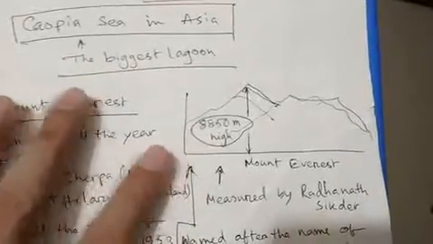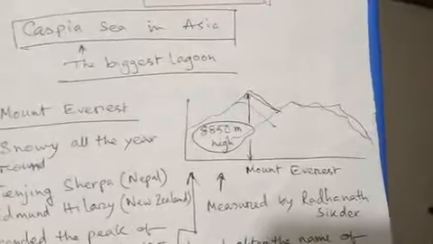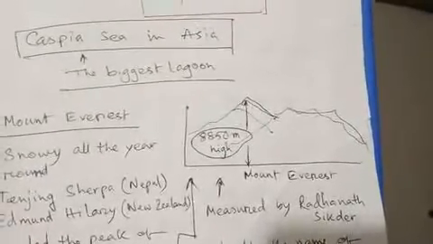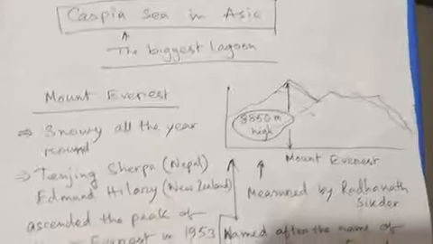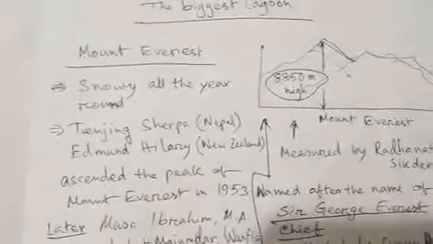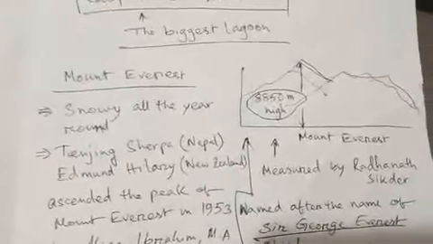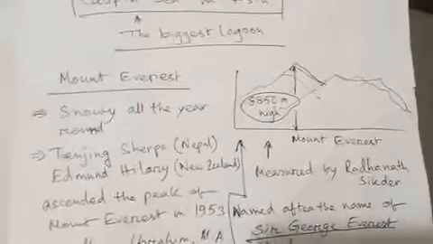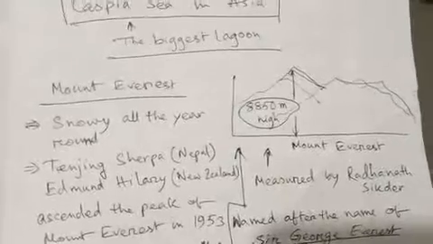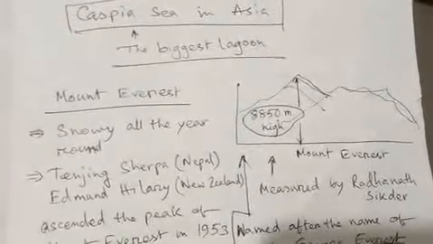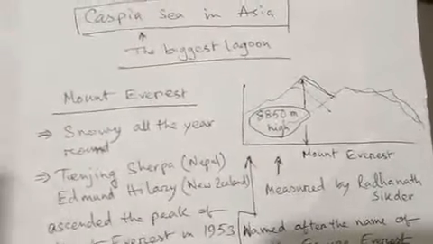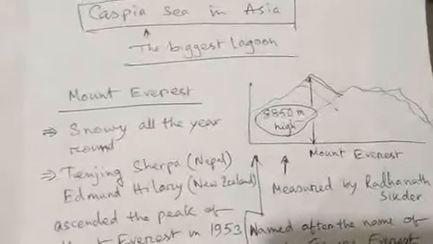The mountains and the nearest mountains remain covered with snow all the year round. That is its characteristic. That means it is definitely a cold place.